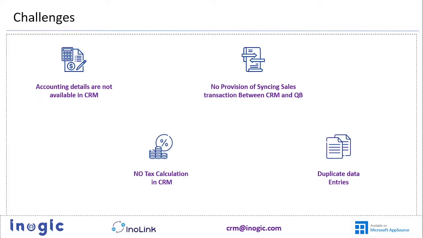Isn't it great if we integrate both these systems so that all the transaction details, all the sales details can be obtained within the CRM? Yes, you heard it right. Inolink does that. Inolink is a seamless bi-directional integration app that provides an integration between Dynamics 365 CRM and QuickBooks.